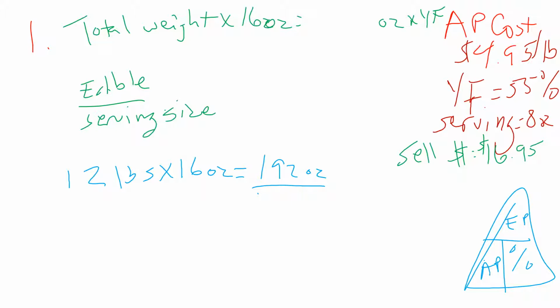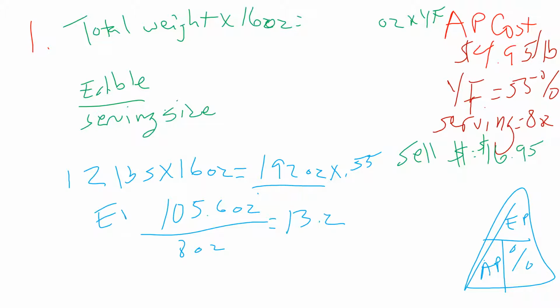Okay, so now 192 times our yield factor. What would we get? 105.6 ounces. Thank you. Make sure you keep your units consistent. And now we divide by our 8-ounce serving. Sorry, on this step, we're not rounding our ounces just yet, right? Yeah, you don't have to round your ounces.